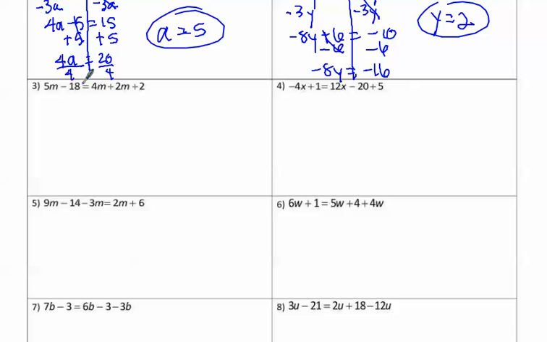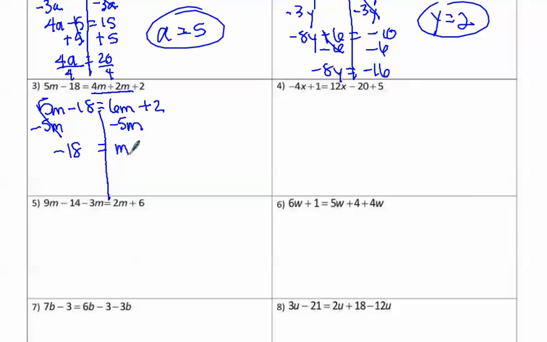5m minus 18 is as cleaned up as you're going to get. 4m plus 2m can be combined to give you 6m plus 2. Now you can move your variables. I'm going to subtract 5m, get negative 18 equals m plus 2. Subtract your constant. So you get negative 20 equals m.